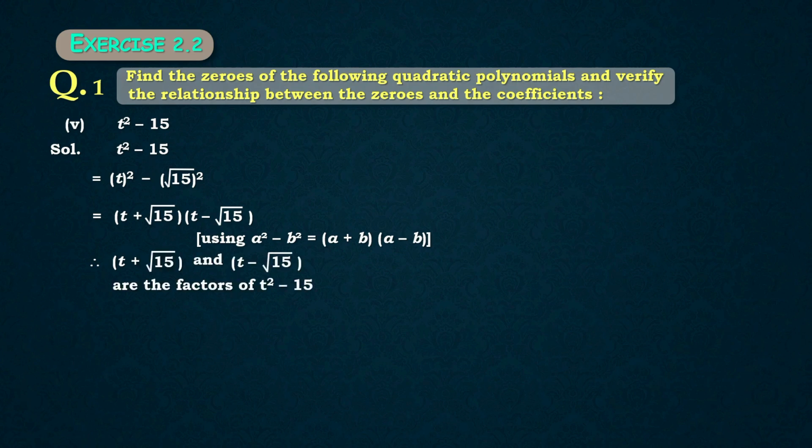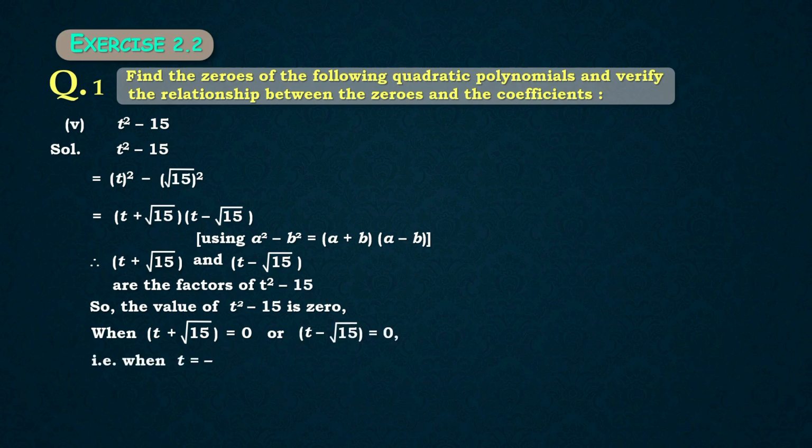Now, to find the zeros, we equate each factor to 0. First, t plus root 15 equals 0. This gives t equals minus root 15. Second, t minus root 15 equals 0. This gives t equals root 15. Therefore, the zeros of the polynomial t squared minus 15 are minus root 15 and root 15.